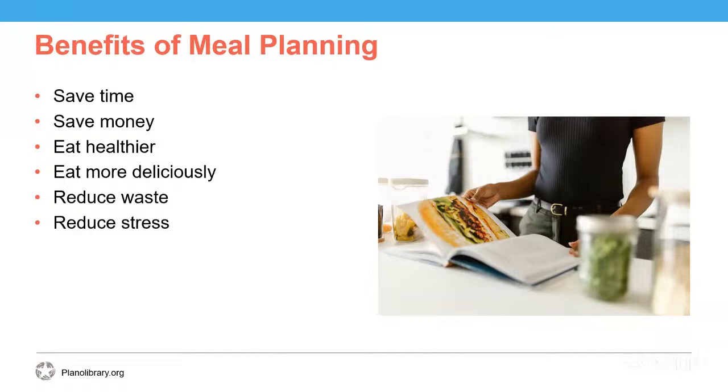Or you might want to eat deliciously. I love this one. You want to cook things that you enjoy eating and meet your ideal flavor profile. You might want to reduce waste and buy only what you need to fulfill your plan and have a plan for everything that you buy, or reduce stress, eliminate uncertainty about what you'll be eating.